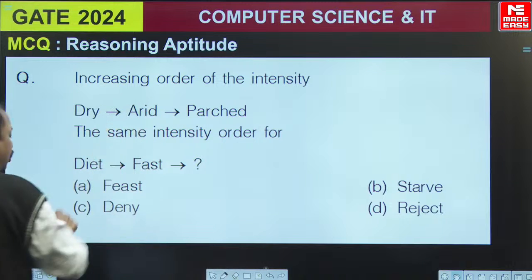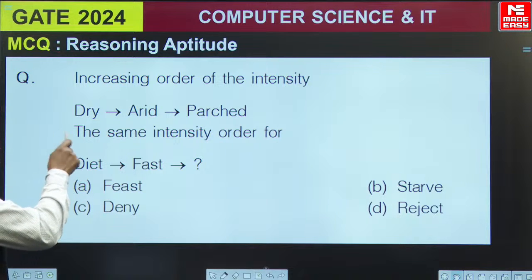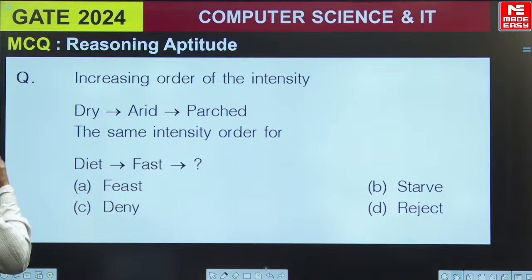Look at this. This is based on something called analogy, right? What do we need to do in analogy? You need to find out an option which shows something that is being reflected in the question pair.